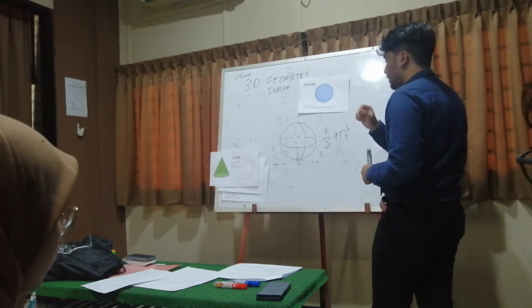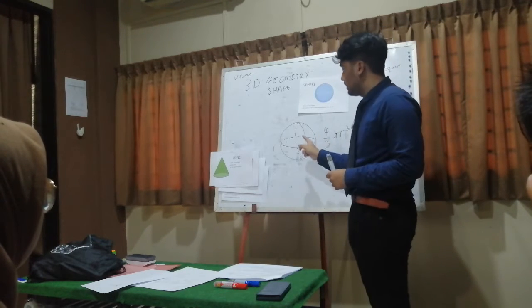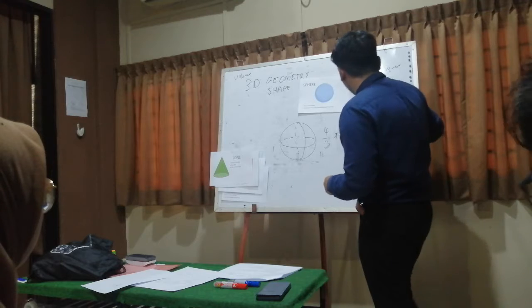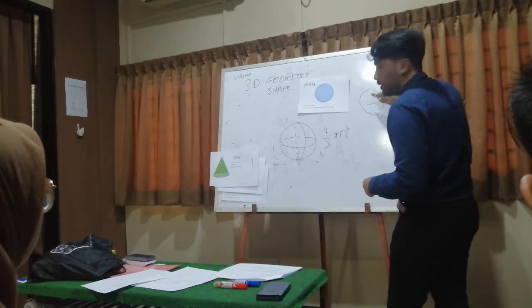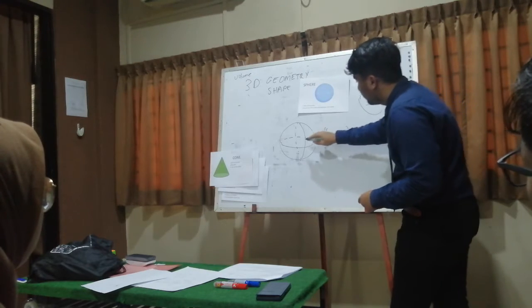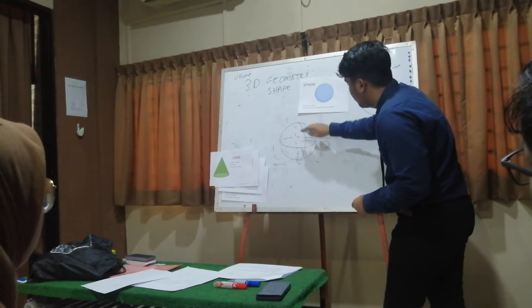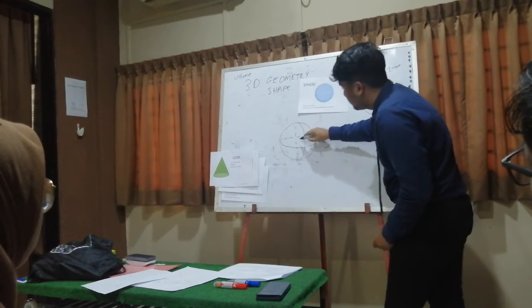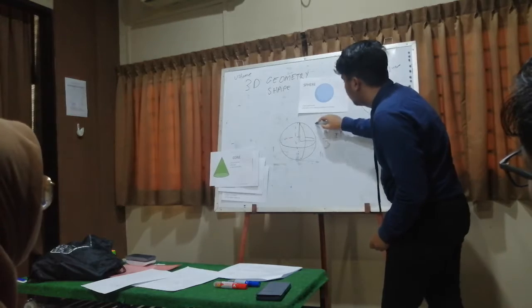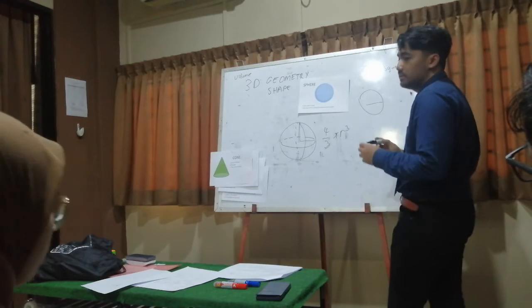In a cylinder, in a circle, you learn that it has only r square, right? But here, we have to multiply by another height, which is r here. So that's why it has r cube.